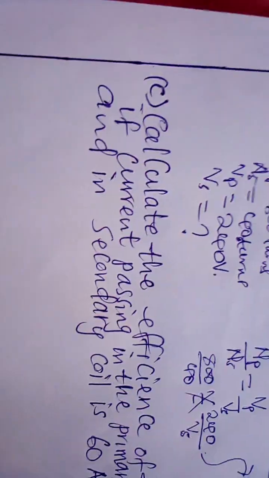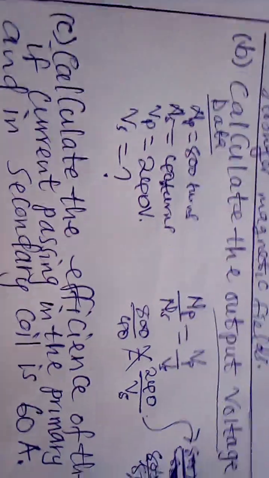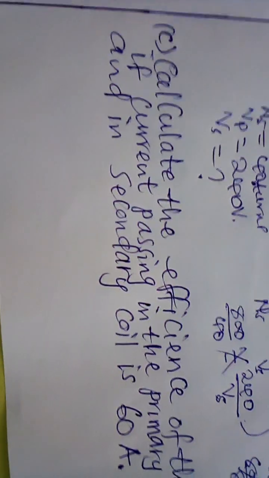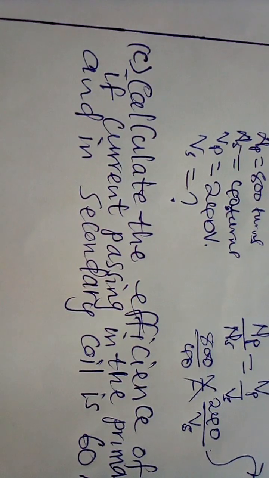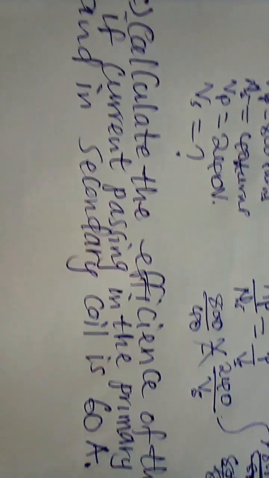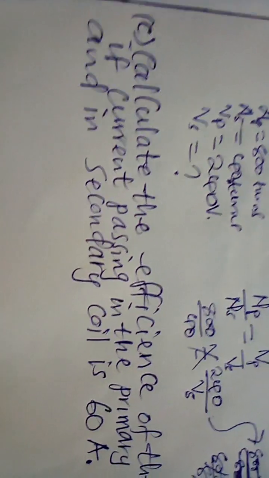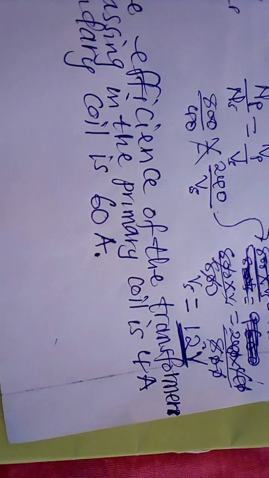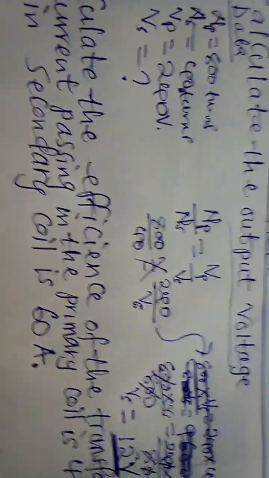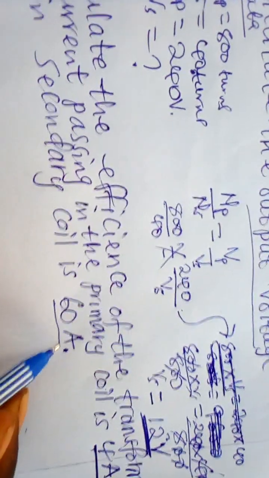Now, this item is question C. As you can see, this question. Okay, let's now read this question. I read it as follows. Calculate the efficiency of the transformer if current passing in the primary coil is 4 amps and in secondary coil is 60 amps. So here, current in primary is 4 amps and therefore in secondary it is 60 amps.